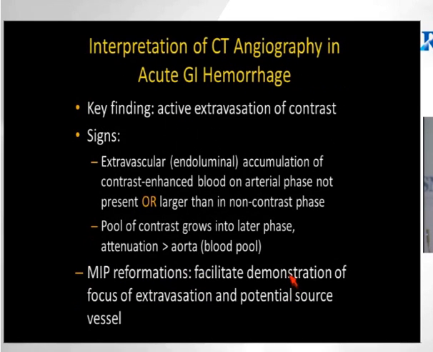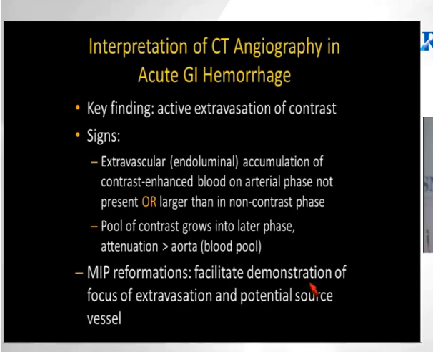So what do we look for? Again, as we do with angiography, signs of active bleeding, which we define as the presence of extravascular, in this case endoluminal, accumulation of contrast-enhanced blood on the arterial phase, which is not present or is larger than what we see on the non-contrast phase. And that pool of contrast, as I will show you, grows into the later phase. And of course, the more significant the bleed, the larger that the pool will become into those later phases.